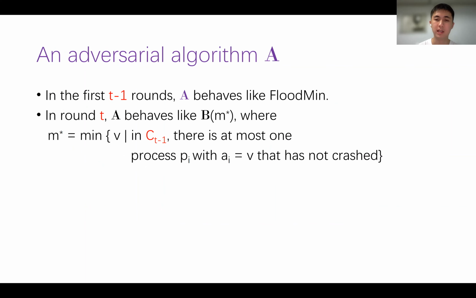We now present our adaptive adversarial algorithm A. In the first t-1 rounds, the adversarial algorithm behaves like flood-min. In the last round t, the adversarial algorithm behaves like B_{m*}, where m* is the smallest adopted value held by at most one active process in C_{t-1}, the configuration chosen by the prover at the end of phase t-1. In the paper, we explain why A wins against every prover.